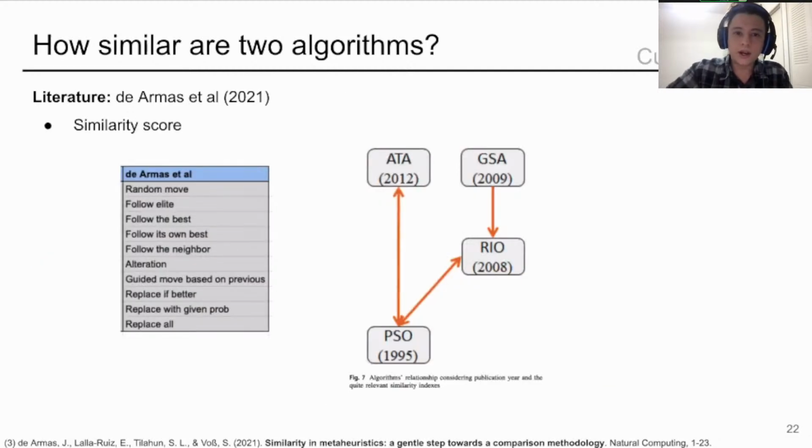Another nice thing in ARMAs is that they compute a similarity score between the algorithms. To compute this score, in very simple terms, they count how many search strategies those algorithms share, and they present figures like this one here, where we see PSO is quite similar to ATA and RIO. And this is based on how many of those search strategies they shared.